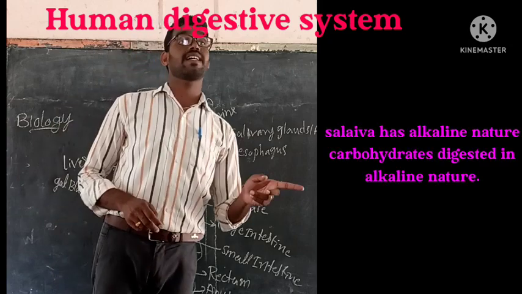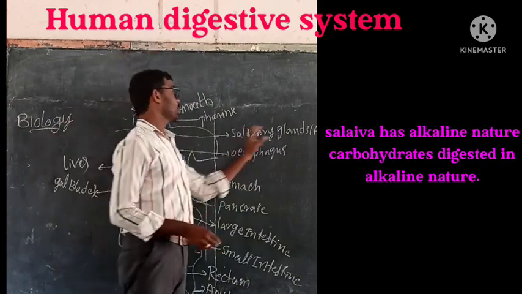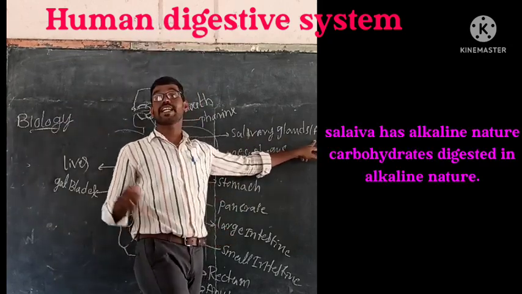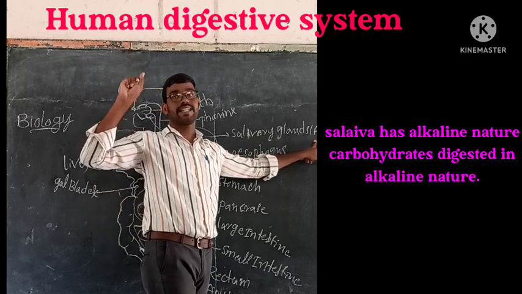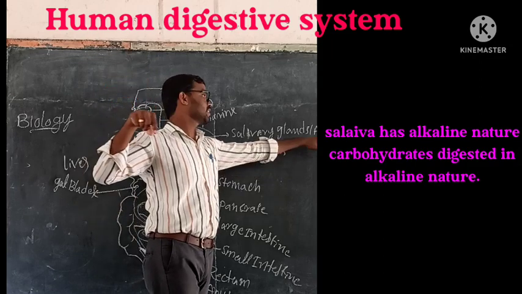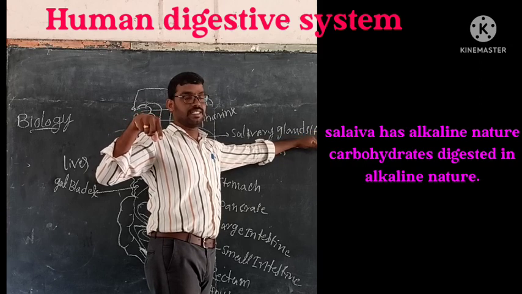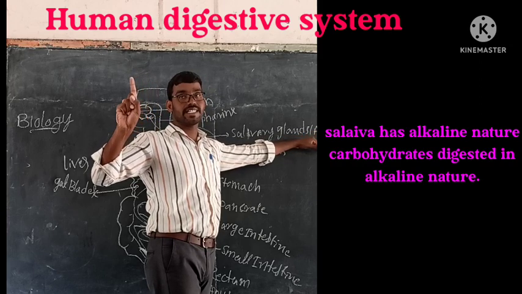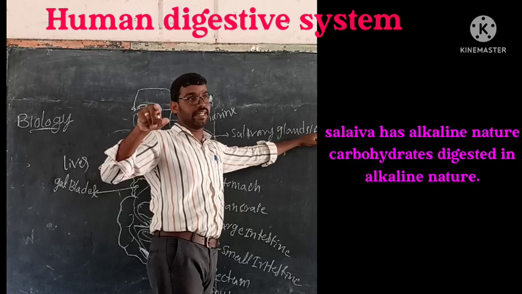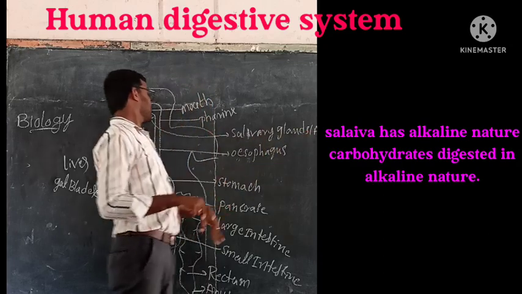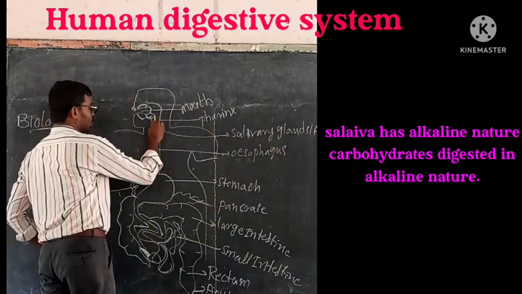Alkaline nature. Amylase works in alkaline nature. So it is helpful for digestion of carbohydrates.